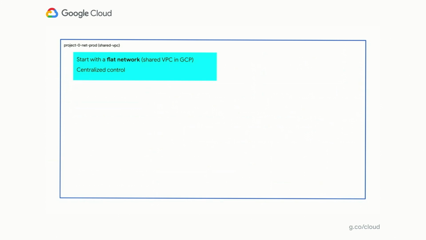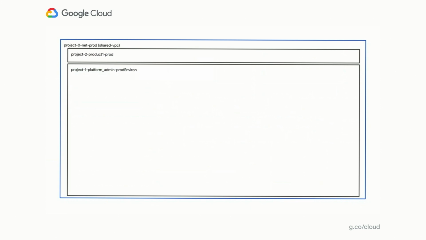So we have this one project, Project 0, that's owned by your networking team. And it gives them centralized control. So instead of giving every single team their own network, you have this one centralized network. They control the ingress and egress out of that particular network, and it makes it much easier for services to communicate with one another. Inside of that, we have projects.